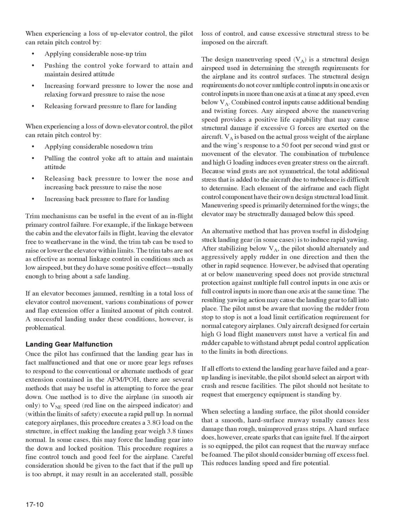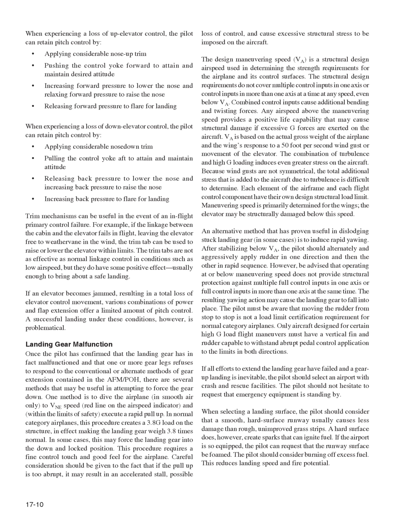The design maneuvering speed, VA, is a structural design airspeed used in determining the strength requirements for the airplane and its control surfaces. The structural design requirements do not cover multiple control inputs in one axis or control inputs in more than one axis at a time at any speed, even below VA. Combined control inputs cause additional bending and twisting forces.